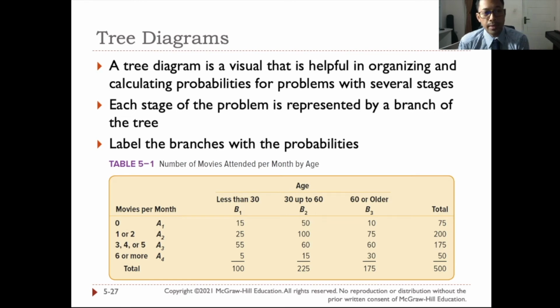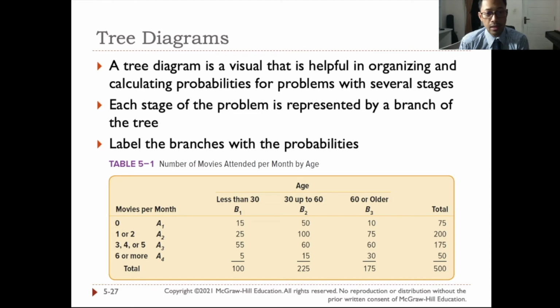Now, a tree diagram is a visual that is helpful in organizing and calculating probabilities for problems with several stages. So each stage of the problem is represented by a branch of the tree. Okay, so here is a number of movies attended per month by age. So you have A1 as no movies at all in the past month, and then A2 is 1 or 2 movies per month. A3 is 3, 4, or 5 movies per month, and A4 is 6 or more movies per month. And there are the age categories, B1, B2, and B3.